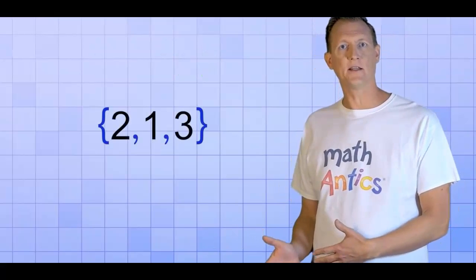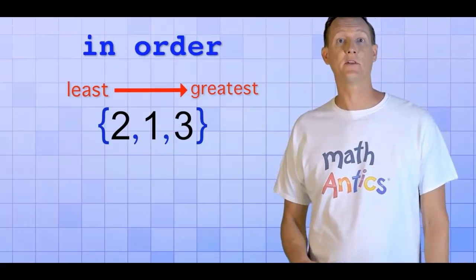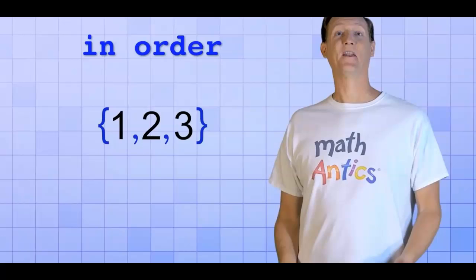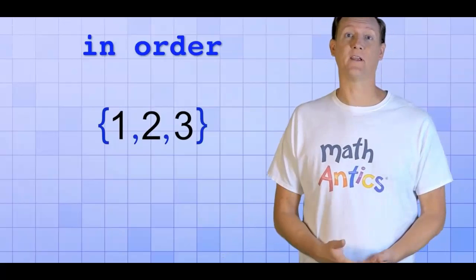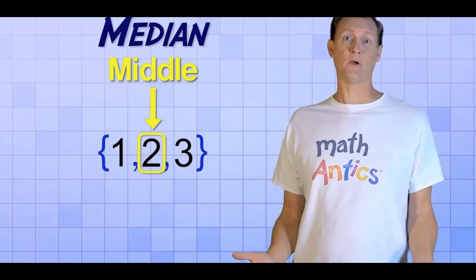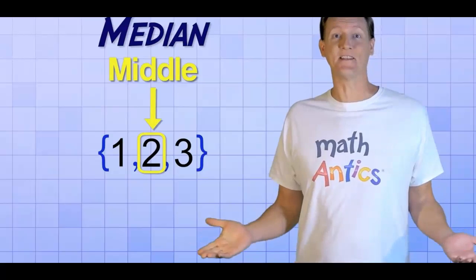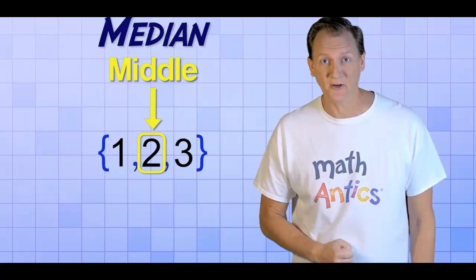It's pretty easy to see that we can put this data set in order from the least to the greatest value just by switching the 2 and the 1. There, now we have the data set 1, 2, 3, and finding the median or middle of this data set is easy. It's just 2, because the 2 is located exactly in the middle. That almost seems too easy, doesn't it? Don't worry, it gets harder.